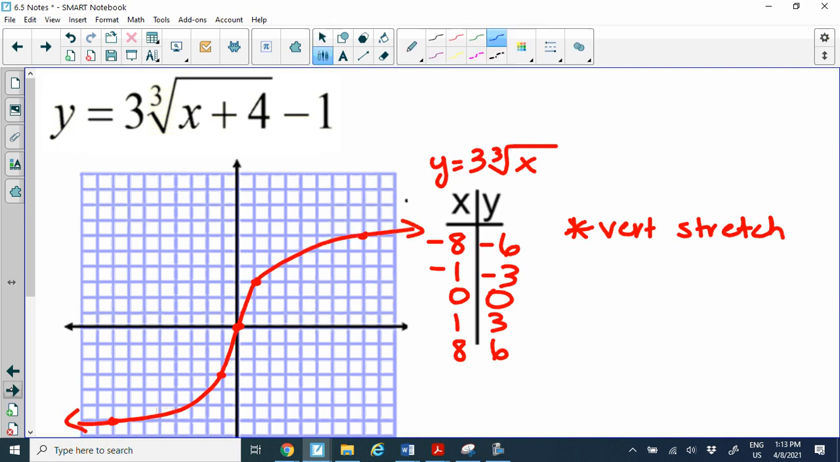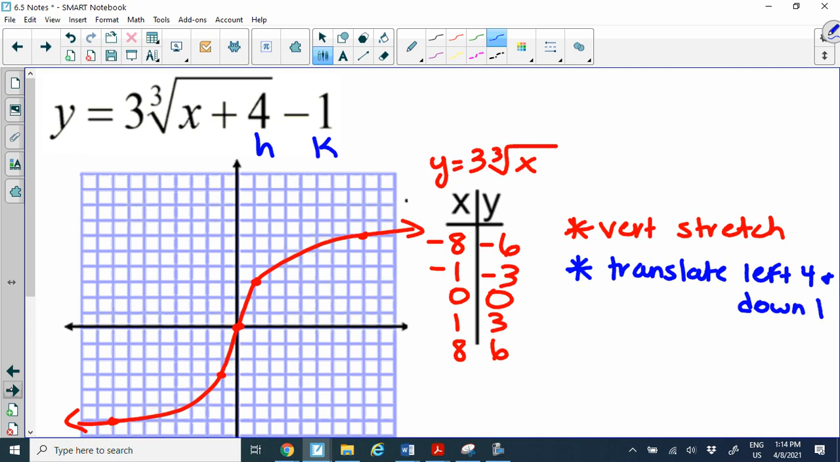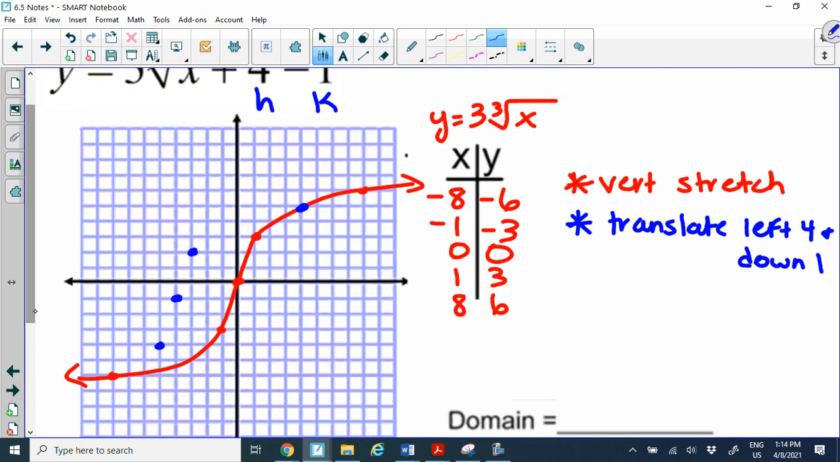Now what we're going to do is take each of those points and translate them given our h and k. Remember, h is the opposite of what we see. Since we have x plus 4, that means we're going to translate left 4. And with the minus 1 for our k, that means down 1. So I go over 1, 2, 3, 4, down 1. Over 1, 2, 3, 4, down 1, and so on for each point. This last one is going to go kind of off the graph, which is okay. And I connect those points to create my graph.